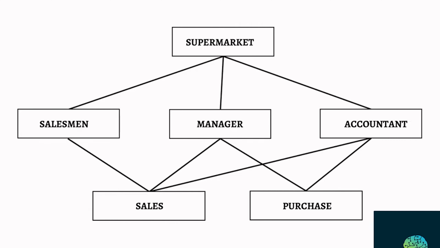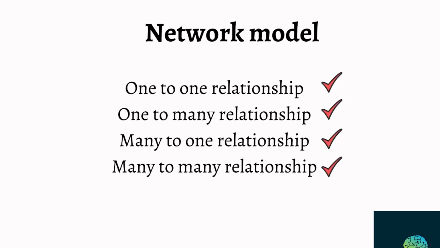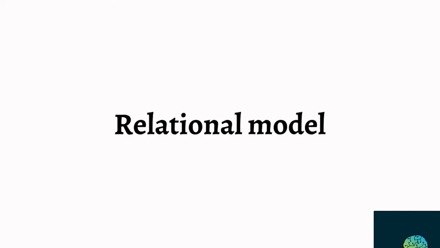The network model allows a record to have more than one parent. In this model, the data was far more related to each other than in the hierarchical model. This way, accessing the data was far easier and faster, as many-to-one and many-to-many relationships were also established along with one-to-one and one-to-many relationships. Third one is the relational model.